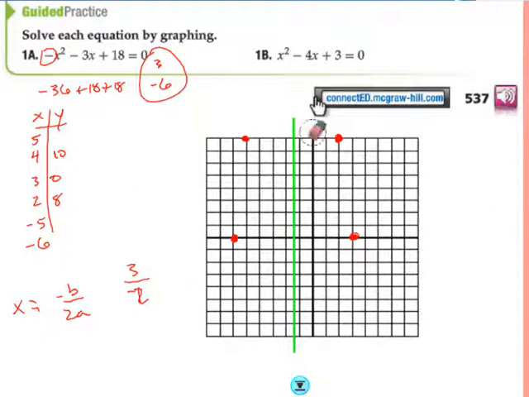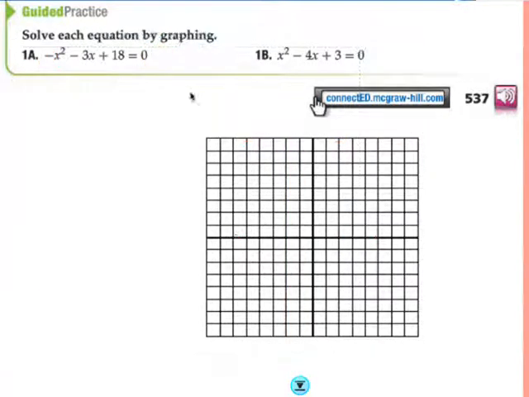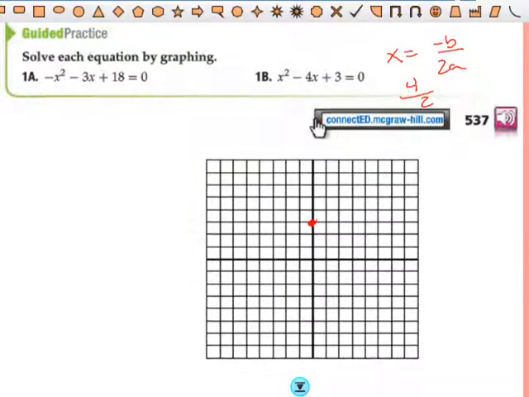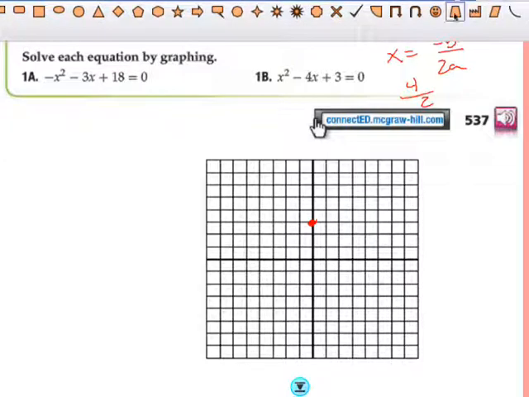Let's take a look at this one. The numbers are smaller here. On 1B, it'll be a little bit easier for us. Okay. So let's see, we know 3 is the y-intercept. Let's do this differently. We know 3 is the y-intercept. X equals the opposite of b over 2a. So the opposite of b is 4, and 2 times 1 is 2. So the axis of symmetry is positive 2.